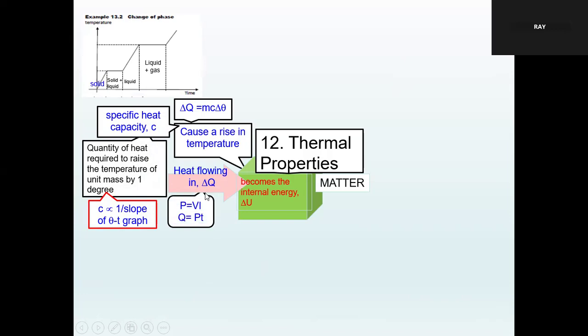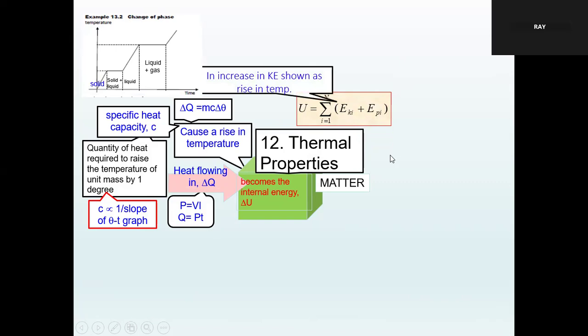For Q, usually we use P, we use the electrical method. So P equals VI, Q equals P times T. If it is a metal, the internal energy U equals the sum of the kinetic and potential energy. So if there's a rise in temperature, it's this part. Kinetic energy is increasing.